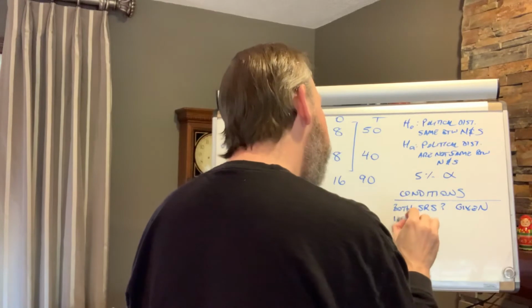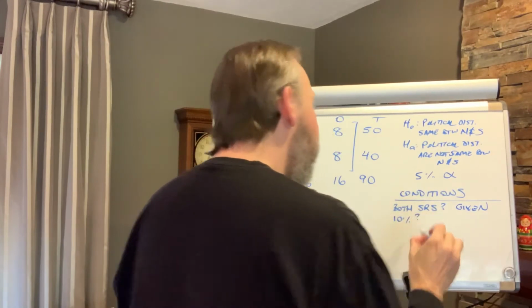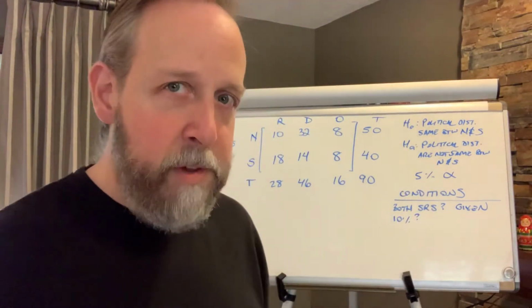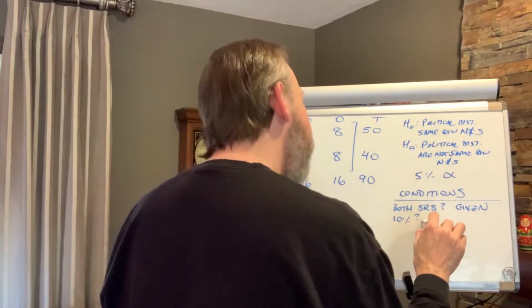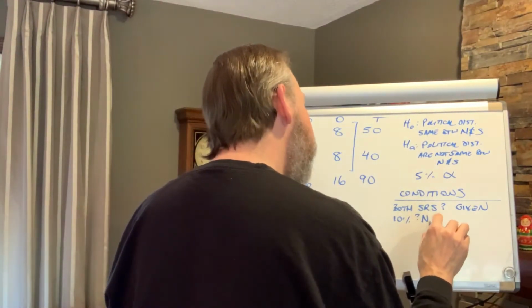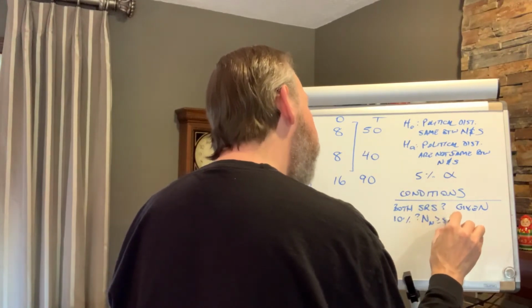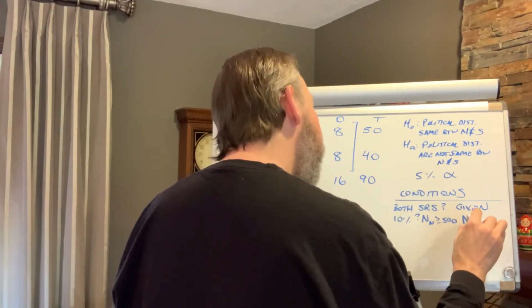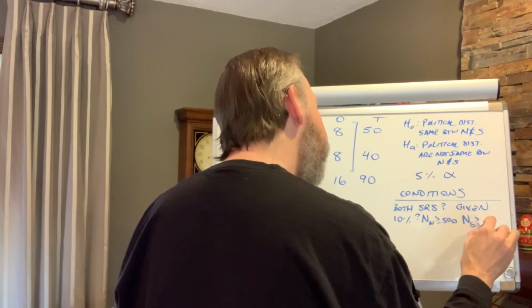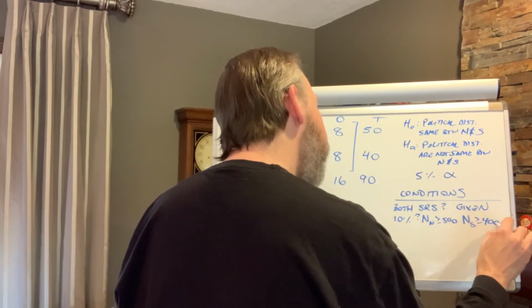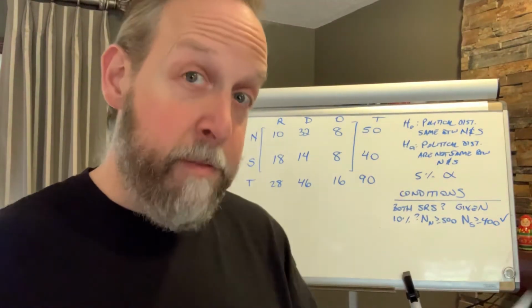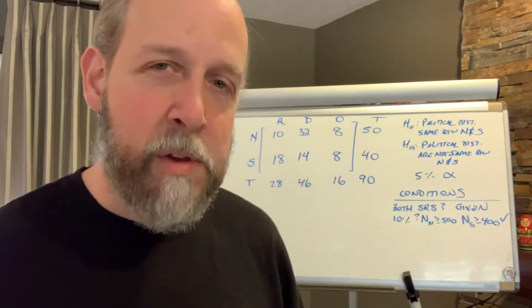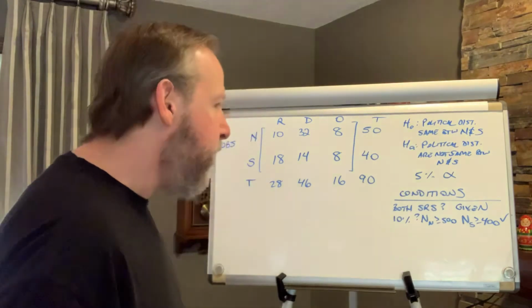The 10% rule. Well, I have 2 samples, 50 in the North, 40 in the South. So long as the population of the North is at least 500 and the population of the South is at least 400, we can continue. Obviously, I said we're talking about voters. Well, there's millions, so yes, we are good to go on that condition.